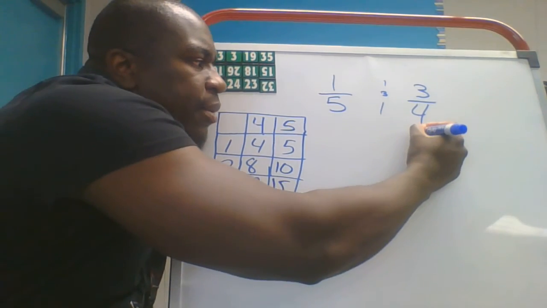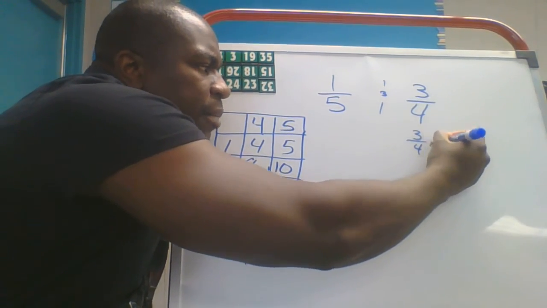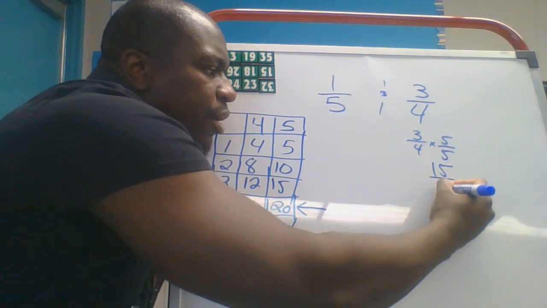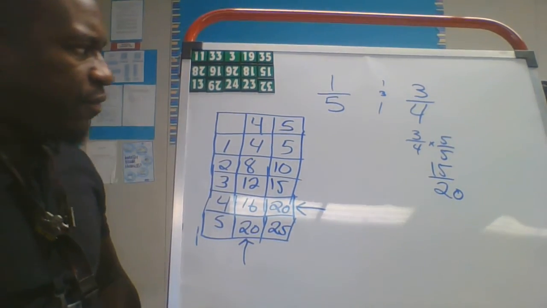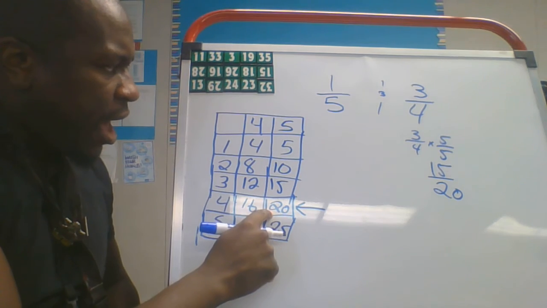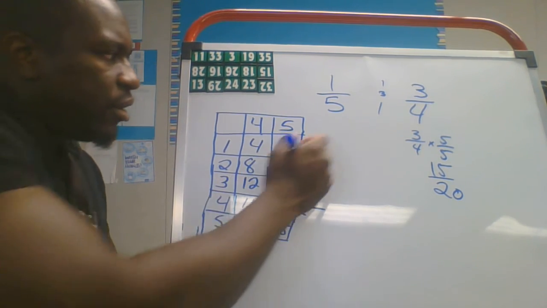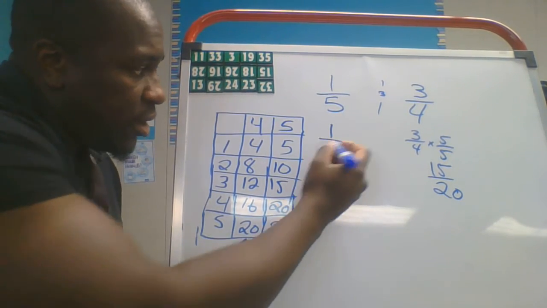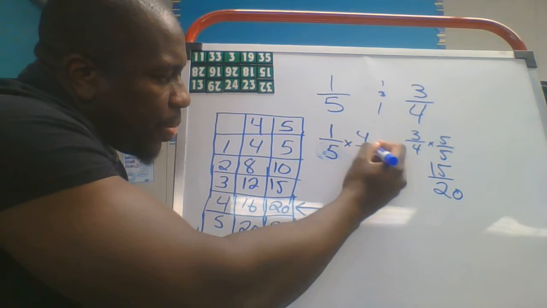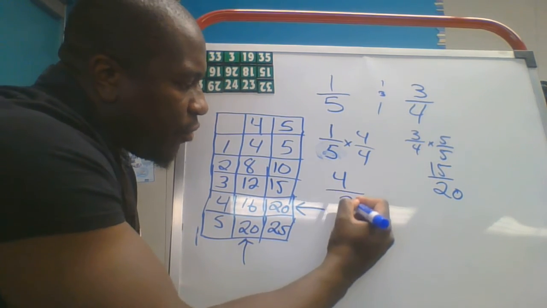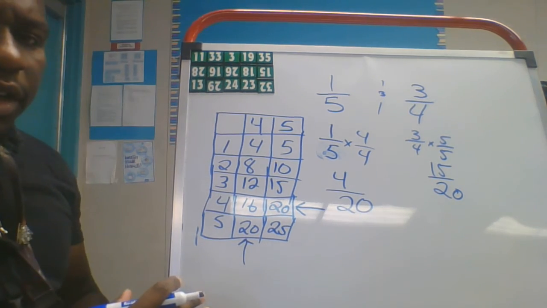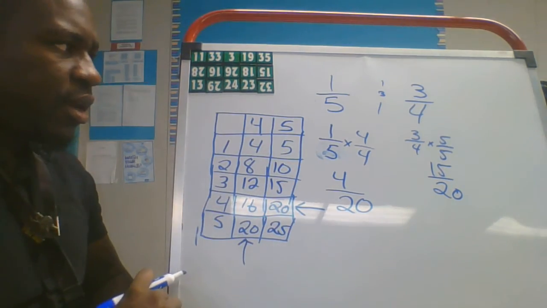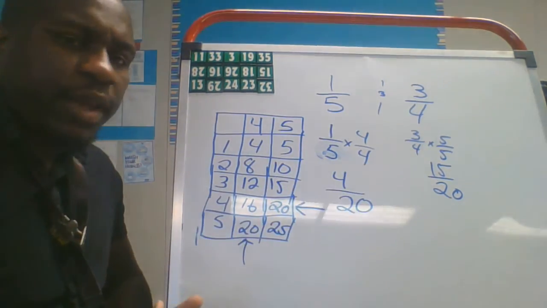So I'm going to go over to my 3/4, and I'm going to multiply by 5/5. That's going to give me 15/20. And for my 1/5, to get to 20, I have to multiply 5 by 4. So I'm going to go 1/5, and we're going to multiply by 4/4, and have 4/20. So our common denominator is 20. Our equivalent fractions are 1/5 and 4/20, and 3/4 and 15/20.